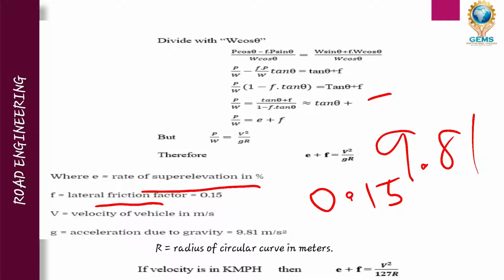If the velocity is in kilometer per hour, then we should calculate E plus F is equal to V square by 127 R for kilometer per hour. For meter per second we can calculate E plus F is equal to V square by GR, where G is acceleration due to gravity and R is the radius.